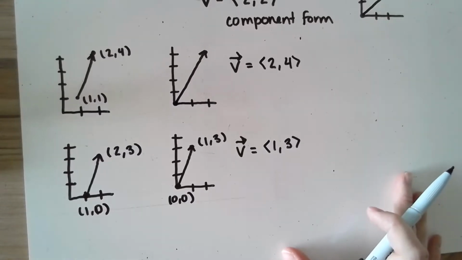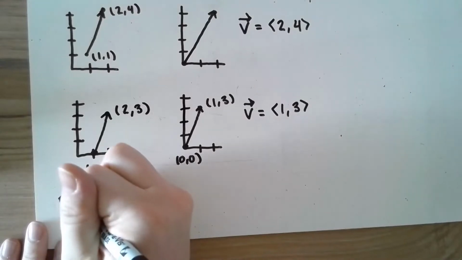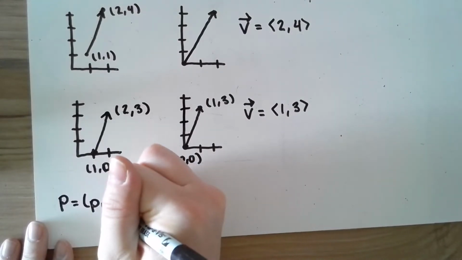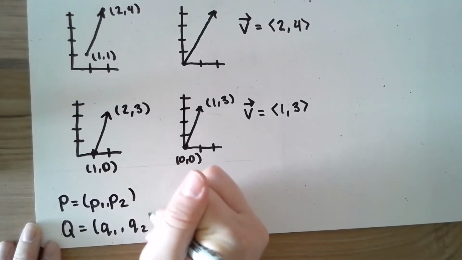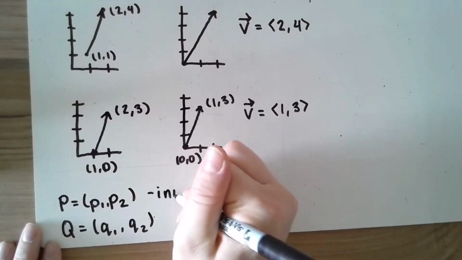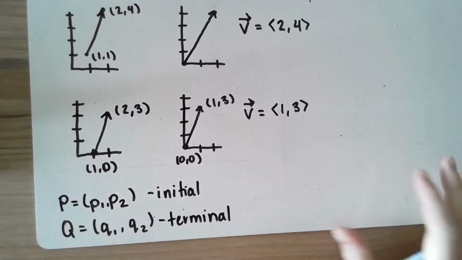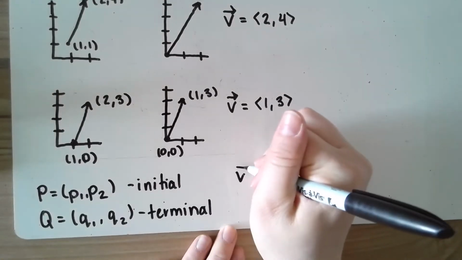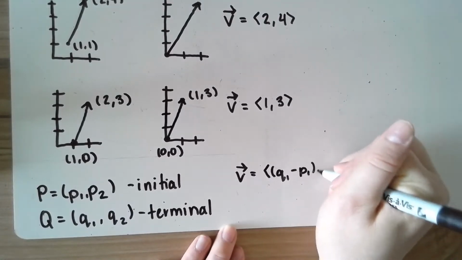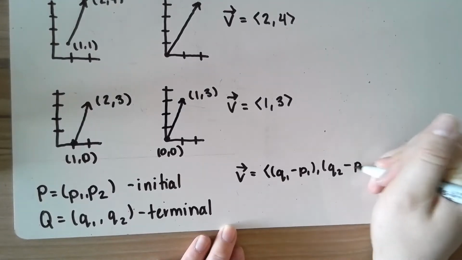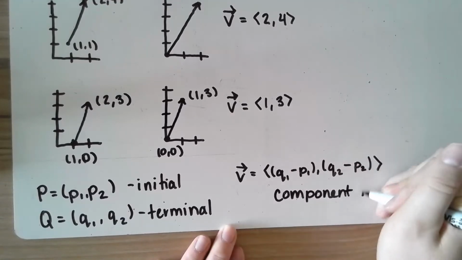We have a formula that will help us so that we don't have to draw this graph every time. If we have a point P, that is (P1, P2), and a point Q, (Q1, Q2), and if P is our initial point and Q is our terminal point, then we can use this formula to find the component form of the vector. So the vector is <Q1 minus P1, Q2 minus P2>. And this is the component form of the vector.